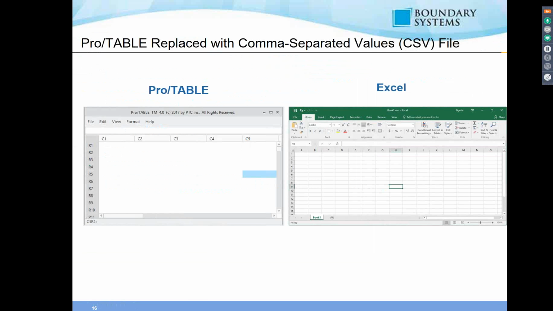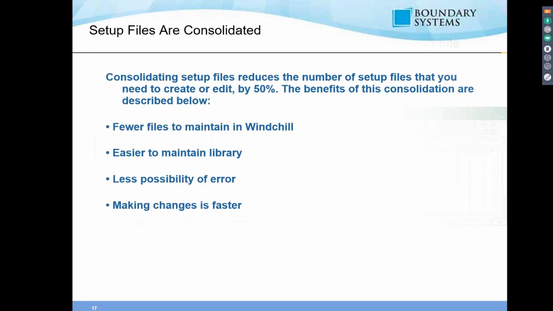Okay, so again, Pro Table has been replaced with your comma separated value files. So what you can do is utilize Excel to create your tables and then output that to a CSV file. So it works pretty well. You're probably wondering, what about the consolidation? Really, whenever you consolidate those files, there's fewer files to manage in Windchill, easier to maintain library, and of course, less possibility of error whenever you're manipulating those files, and you can always make changes faster.